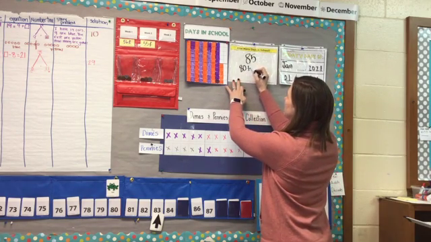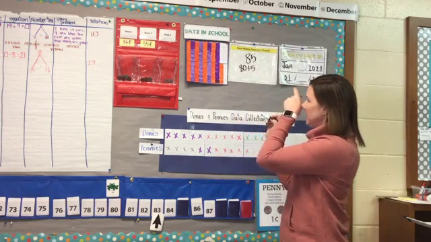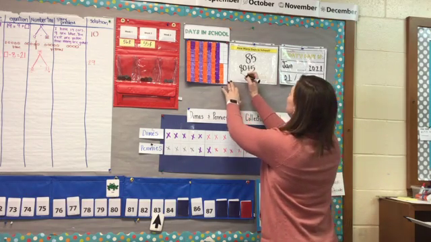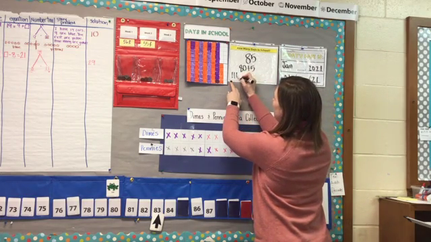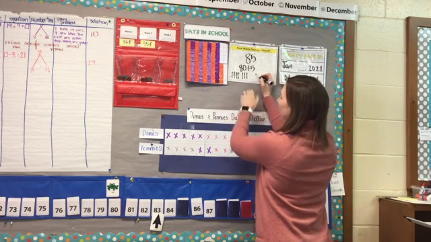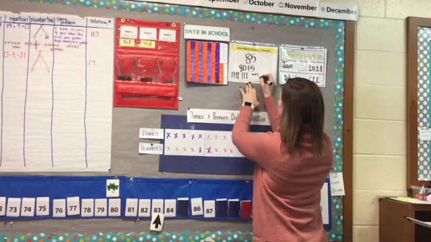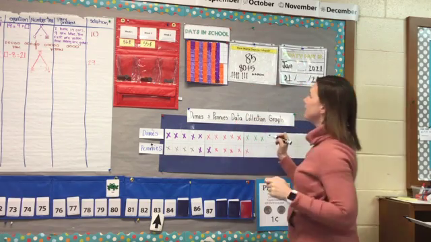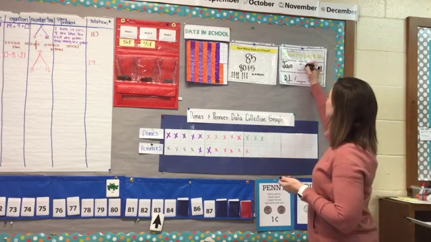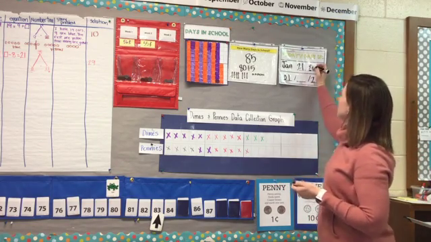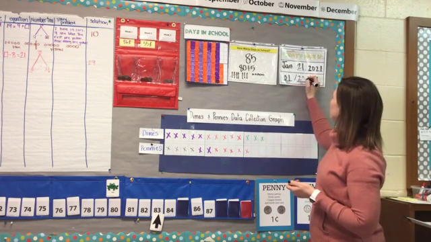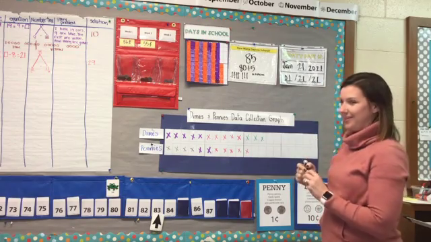80 plus 5. Okay? If I wanted to make 85 with tally marks, I would do this. 10, 20, 30, 40, 50, 60, 70, 80, and then 5 ones. 1, 2, 3, 4, 5. It's another way that you can write 85. January 21st, 2021. So the digital date is 1-21-21.